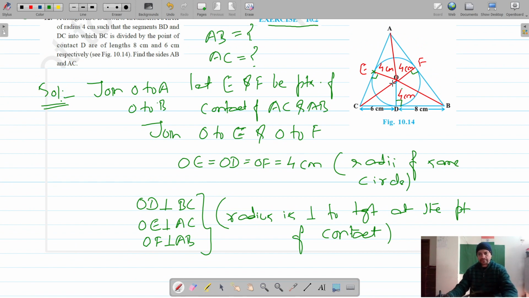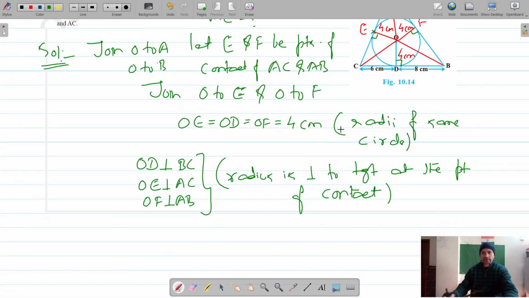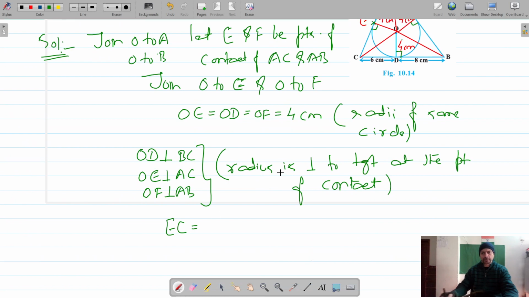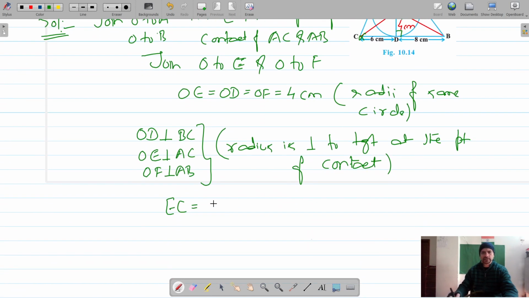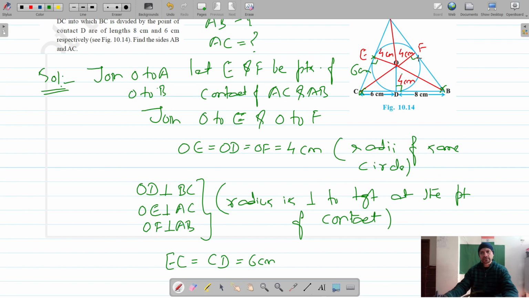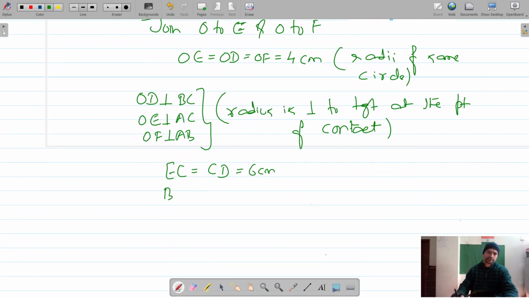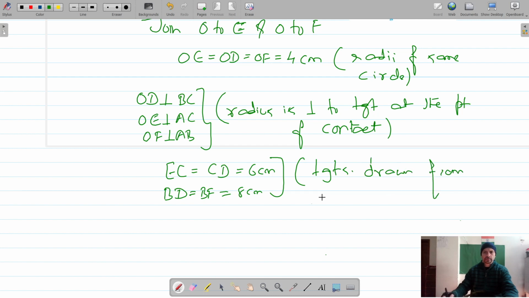So now these are perpendiculars. And so now, C is an external point for the circle, and EC and CD both should be equal to 6 centimeters. So this is also 6 centimeters. B is an external point. BF and BD are the length of the tangents drawn from an external point. So BD is equal to BF, is equal to 8 centimeters, because these are the tangents drawn from an external point to a circle, they are equal.